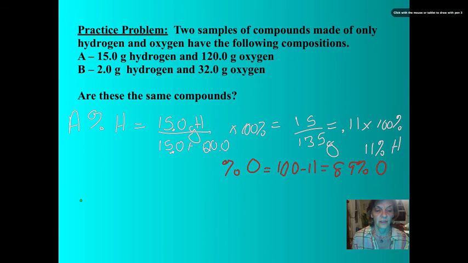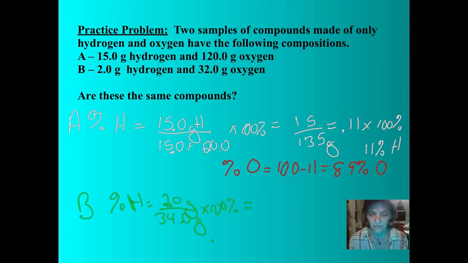All right, so let's try compound B. Percent hydrogen in B would be 2 grams over 34 grams when I combine the 2 and the 32, times 100% equals... I'm still having a hard time writing on these. I got 5.88 percent hydrogen.